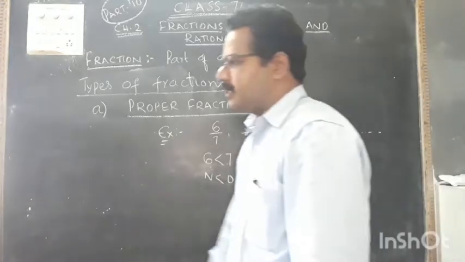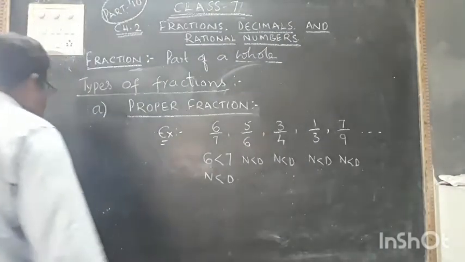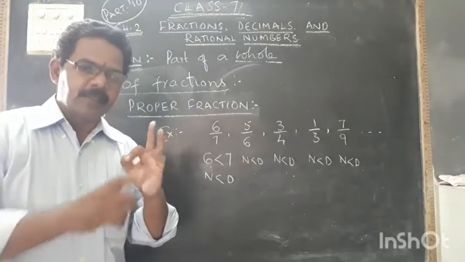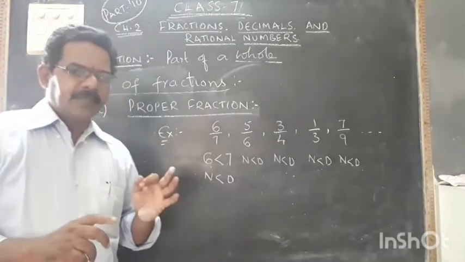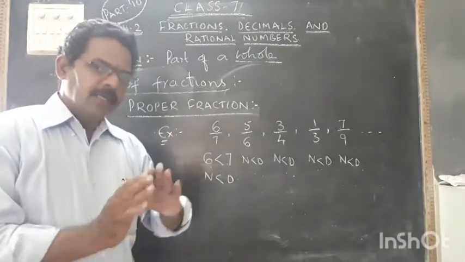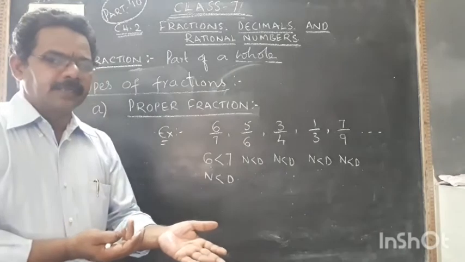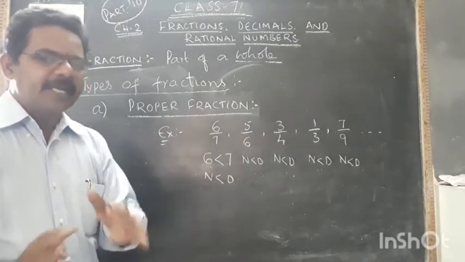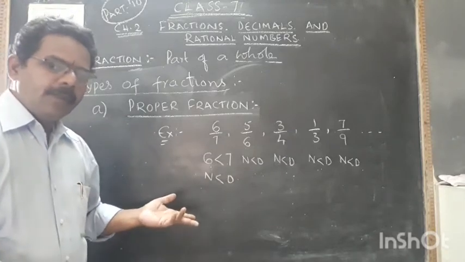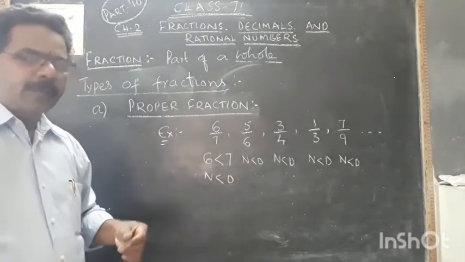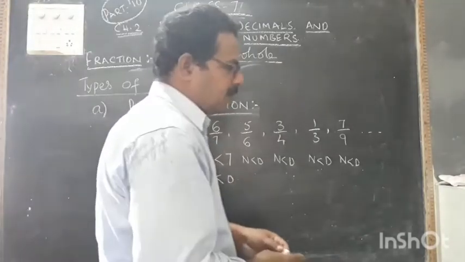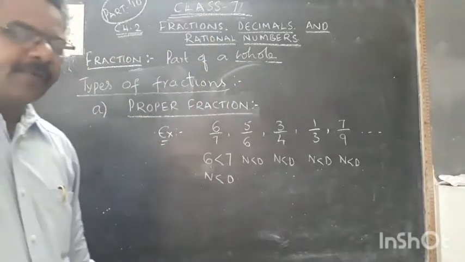And the second one is called improper fraction. Actually I told you there are 3 types of fractions: proper, improper and mixed. Proper fraction is okay. The second one, improper fraction, can be converted into a mixed fraction. Mixed fraction is not a separate one. It is obtained from the improper fraction. So what is meant by improper fraction? That we shall see.